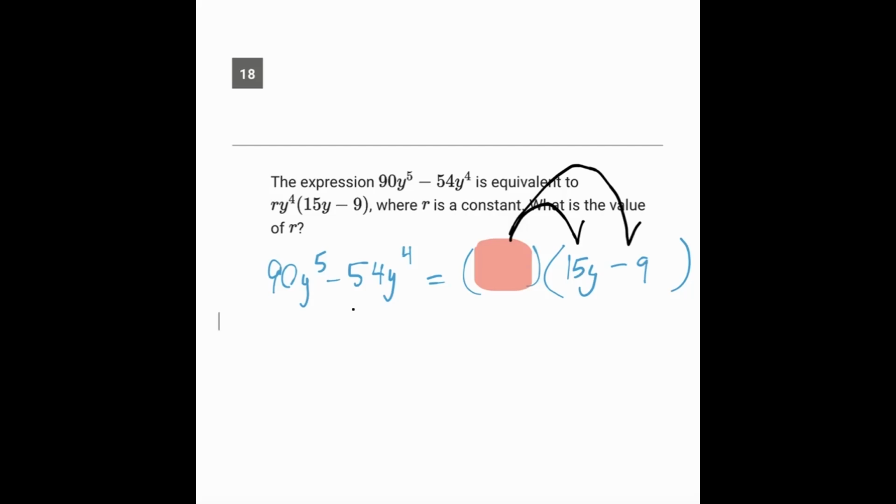And how many y's needed to be taken out? Well, 4 of them do. So let's just write it in here. It'll be easier to see. So if we say that there are 4 y's being taken out, now 6y to the 4th times 15y, well, that is going to give you 90y to the 5th. And 6y to the 4th times -9, that's going to give you -54y to the 4th. So by kind of dividing, we figured out what you must be multiplying by to get this answer. So the question told us that this is r y to the 4th and was asking us for r. Well, we can see clearly that r is 6 here.